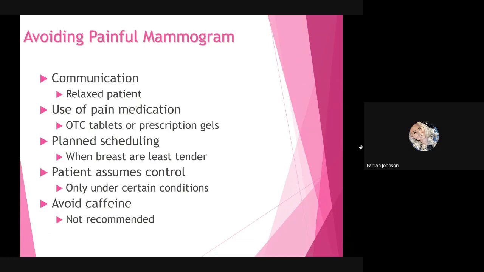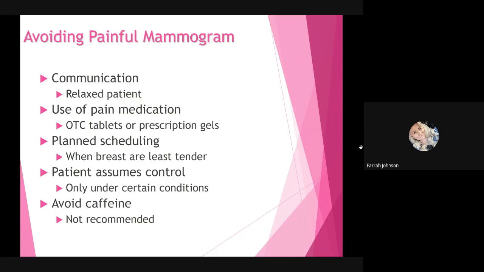Planned scheduling is also important. So, you want to schedule the mammogram when the breasts are the least tender. So, if a woman still has a menstrual cycle, you would want to try to avoid doing her mammogram during her menstrual cycle to give her the most comfortable experience possible.